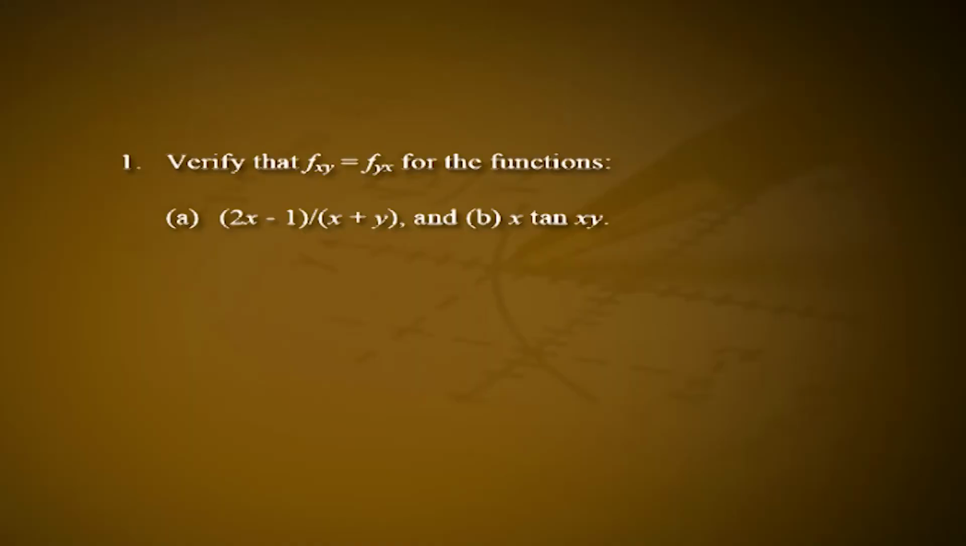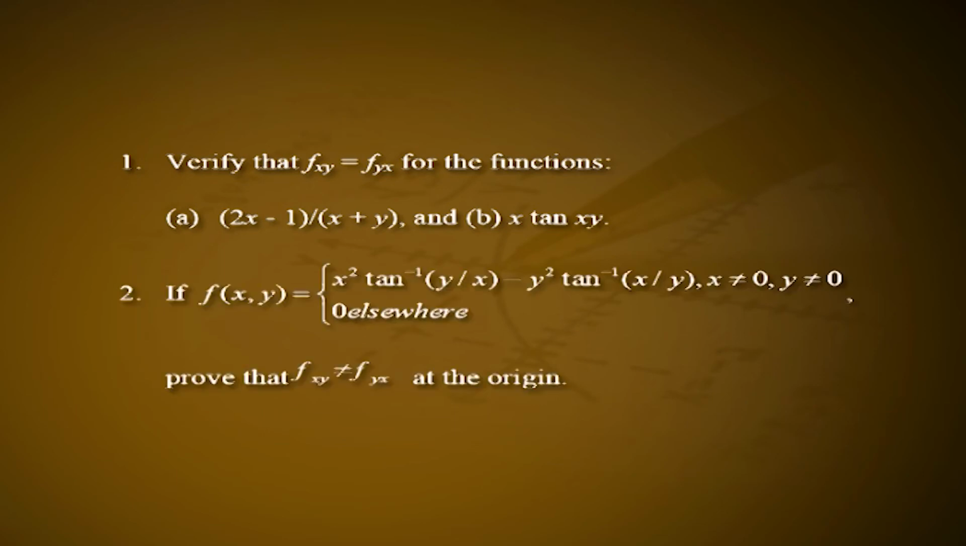Now, you may try to work out the questions given here. First one, verify that fxy is equal to fyx for the functions (a) (2x minus 1) divided by (x plus y) and (b) x tan xy. Second one, if f(x, y) is equal to x² tan⁻¹(y/x) minus y² tan⁻¹(x/y) for x not equal to 0 and y not equal to 0, and 0 elsewhere, prove that fxy not equal to fyx at the origin.